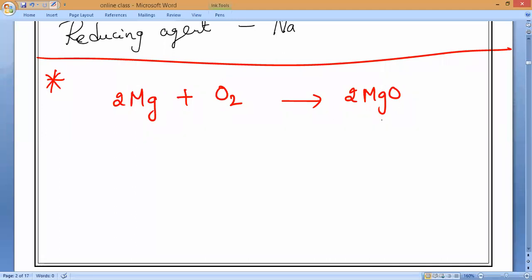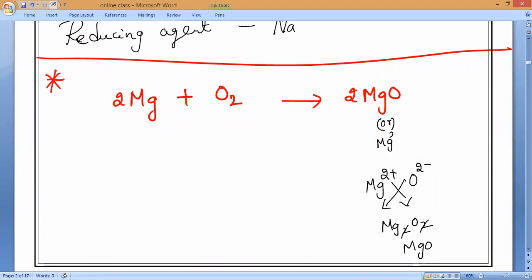MgO means what? How can I write it? As we know, magnesium is 2 plus, oxygen is 2 minus. So instead of MgO, I can write it in the form of the ionic equation: Mg2+ and O2-. So this is also called the same MgO only. Do you understand, everybody?